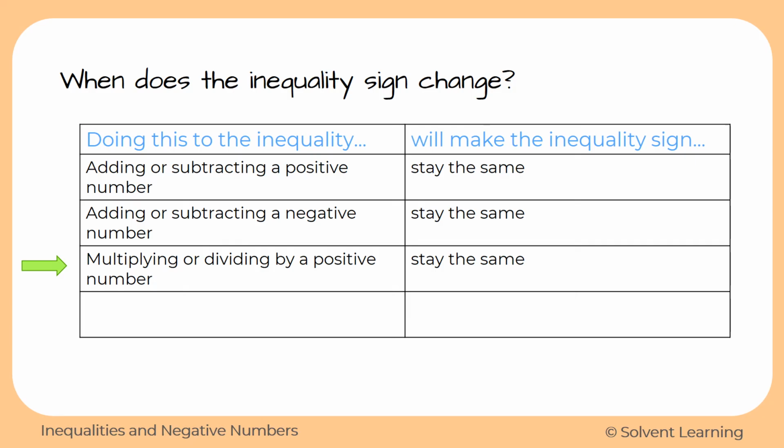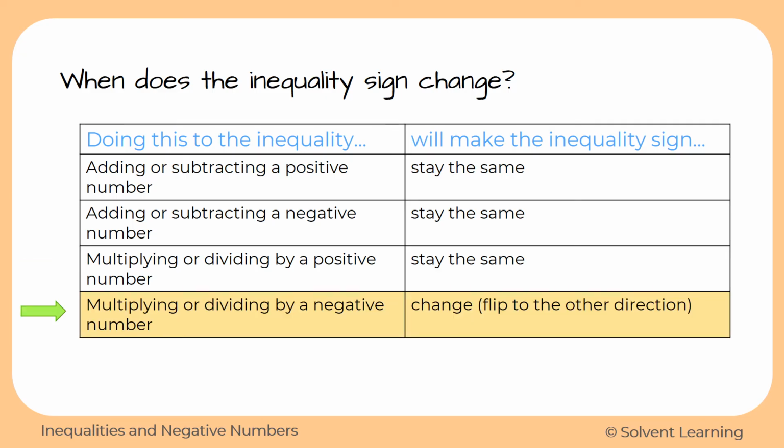When we multiply or divide by a positive number, that will also cause the symbol to stay the same. However, just like we saw with our last example, multiplying by -2 did cause the symbol to change. And that also happens with dividing by a negative. So when we multiply or divide by a negative number on both sides, the inequality sign will change, or we could say that it flips to the other direction. So just keep these rules in mind as you're solving inequalities, and you'll know exactly what symbol you'll need to use.